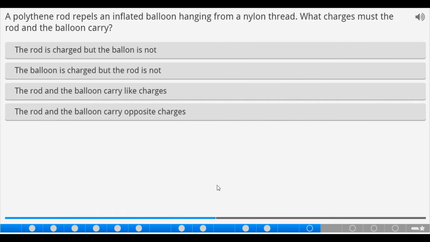Now let's deal with this question also. A polythene rod repels an inflated balloon hanging from a nylon thread. What charge must the rod and the balloon carry?